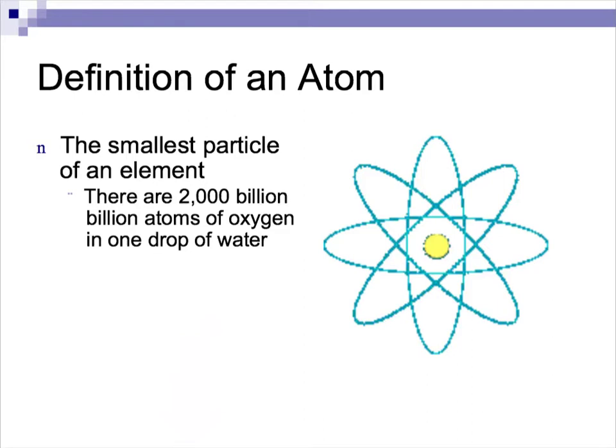And so just to give you some perspective on how small an atom is, there are 2,000 billion atoms of oxygen in just one drop of water. That is 2 with 21 zeros after it. So that is how many tiny little atoms there are in just one teeny tiny little drop of water. So that should give you an idea of just how small these things really are.